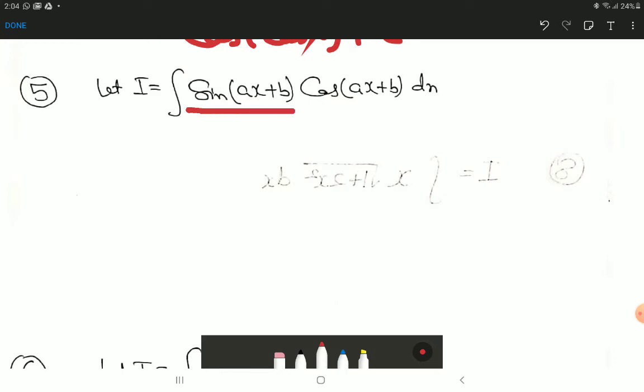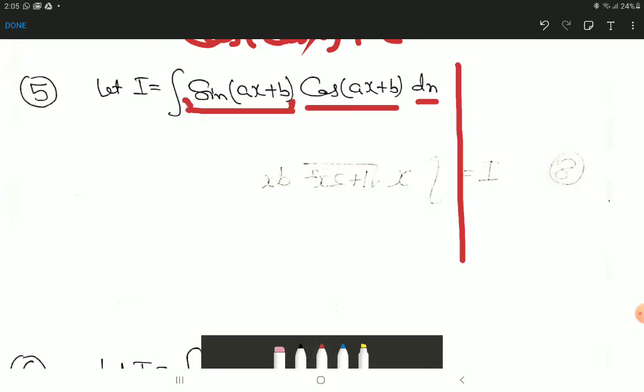Integration of sine of ax plus b into cos of ax plus b dx. So where is the function? Where is the derivative? Here we can assume any one of the two to be the function, because the derivative of sine is in terms of cos and the derivative of cos is in terms of sine. Of course, the derivative of cos is minus sine, but the minus sign can be adjusted. But if you don't want to adjust the minus sign, then it is easier to take sine of ax plus b. This is a more direct way.